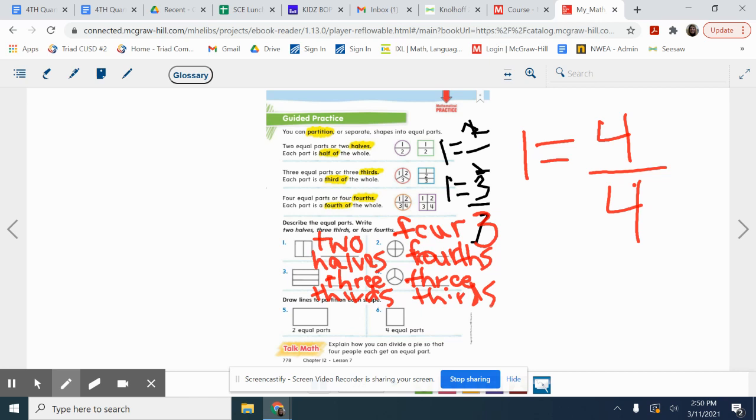Now, our next two problems say that we need to draw lines to partition each shape. That means separate each shape or divide each shape. Number 5 wants us to divide or partition our shape into two equal parts. You could do it a bunch of different ways. You can choose which way you want to do, but I'm just going to draw one straight line down to partition it into two equal parts.